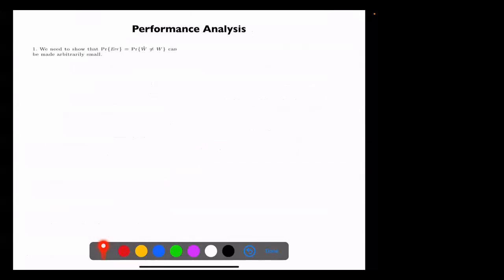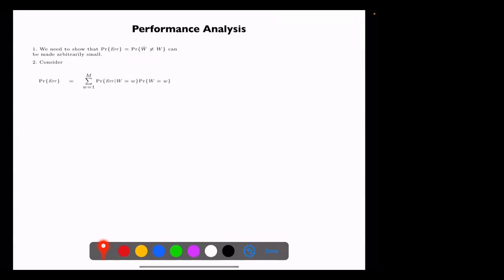Okay, but actually, I shouldn't call it decoding error. You just map it to a constant message, so you don't explicitly declare a decoding error. So now we want to show that the probability of error, that is the probability that you don't decode correctly, can be made arbitrarily small.